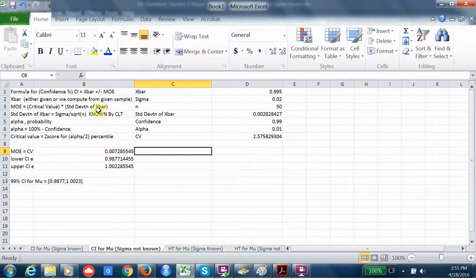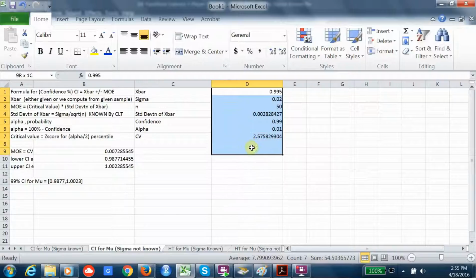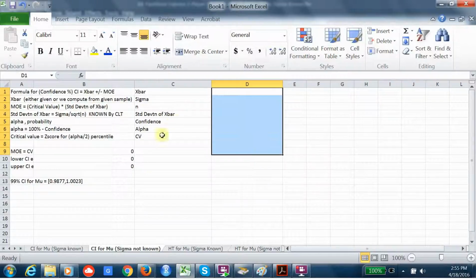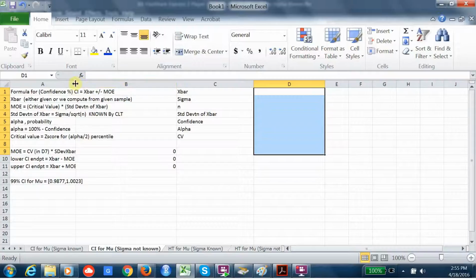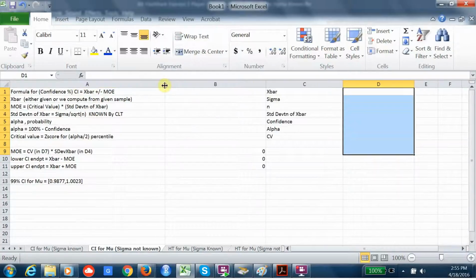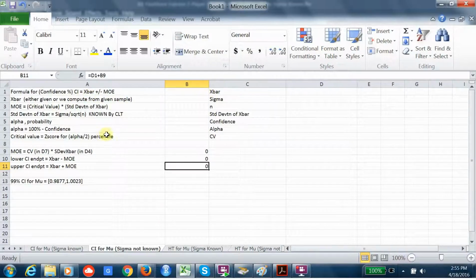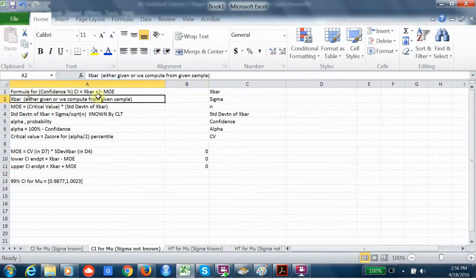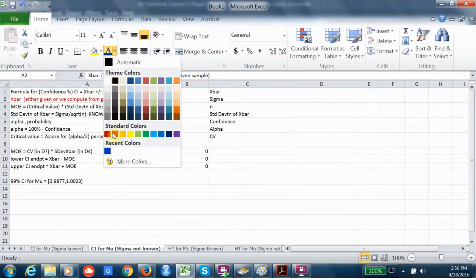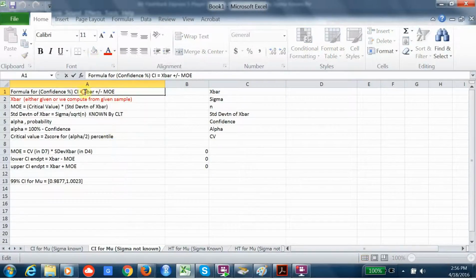It turns out that the formula for the confidence interval, again, is x bar plus or minus the margin of error. X bar, the same sort of thing. It's either going to be given or we're going to have to compute it from scratch. Okay. So let me bring this all the way over. There we go. Okay, so let me bring that in a little bit. So x bar again, we're either going to know this, it's going to be given, or we're just going to compute it, so that's easy.